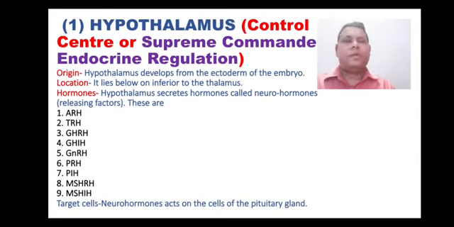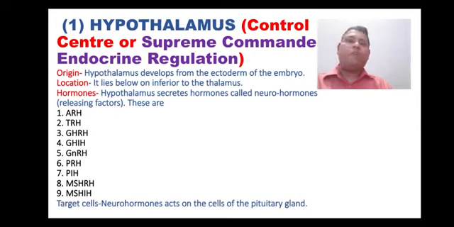First, number 1, hypothalamus, the control center or supreme commander of endocrine regulation. Origin of hypothalamus: the hypothalamus develops from the ectoderm of the embryo. Location: it lies below, inferior to the thalamus. It provides the anatomical connection between the nervous and endocrine systems.